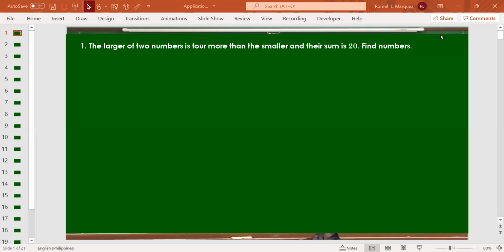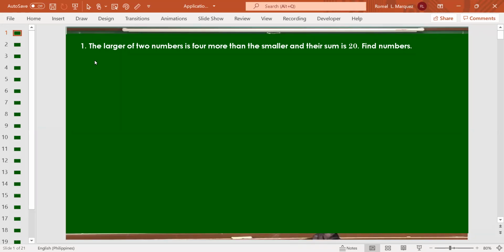So for today, we're going to discuss some applications of linear equations. So let's start with this first problem. The larger of two numbers is 4 more than the smaller, and their sum is 20. Find the numbers. So to solve this, of course, we are going to first represent the unknown by a variable.